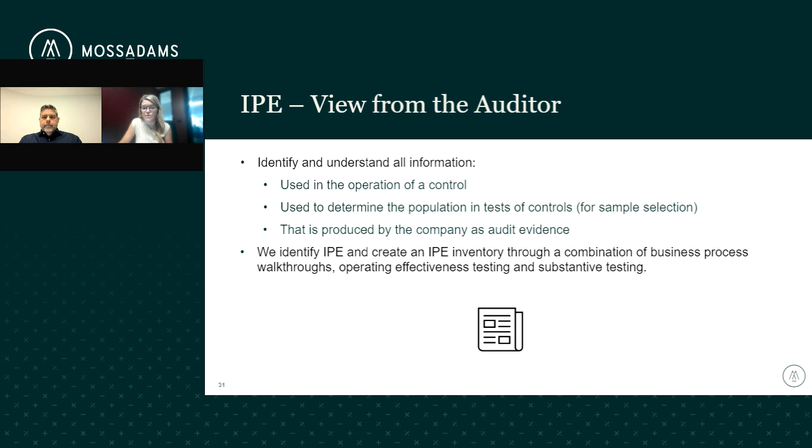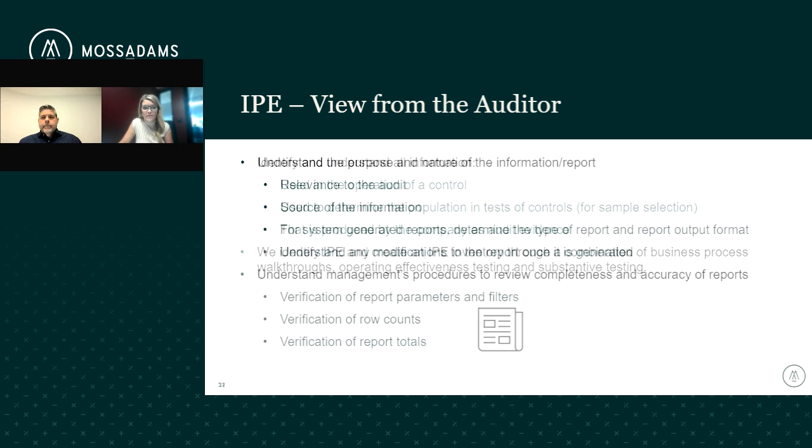Any information that's used as a population in the test of our controls. So maybe we'll pull a termination report from a payroll system like ADP, and we can use that for a variety of tests that we do. That would be IPE. And then any other kind of evidence produced by the company which would be used as audit evidence. We identify most of our IPE through walkthroughs, but certainly through our OE testing or substantive testing, this is how we come to create our full inventory of IPE.